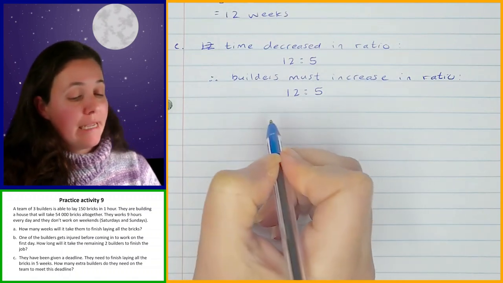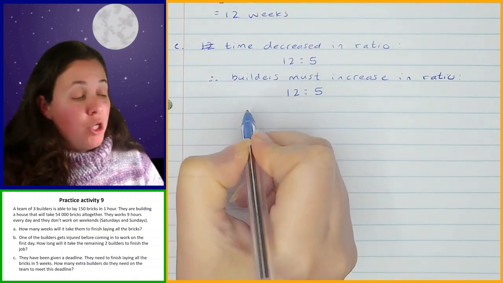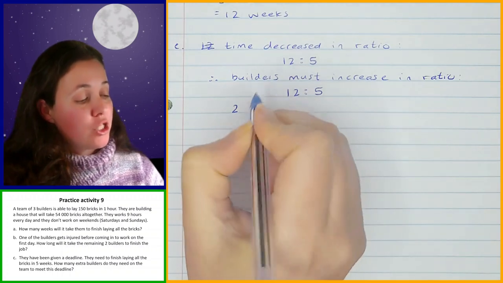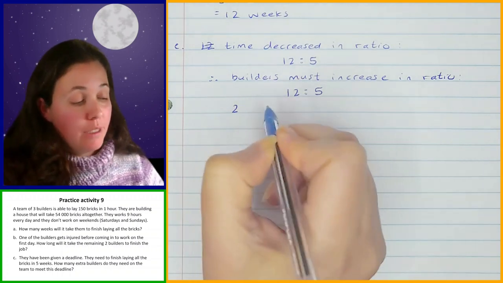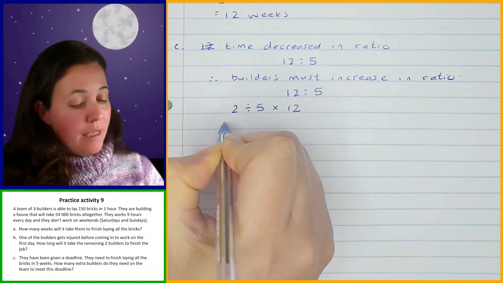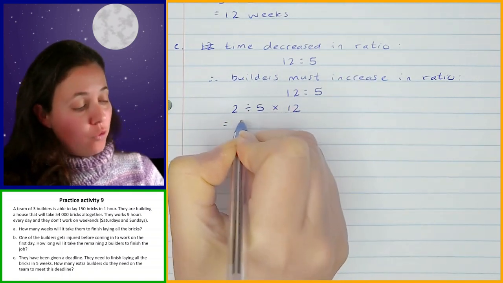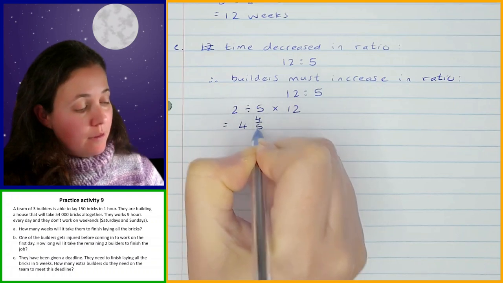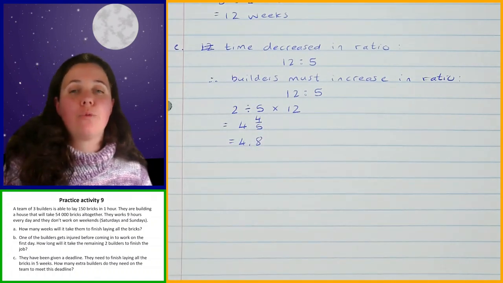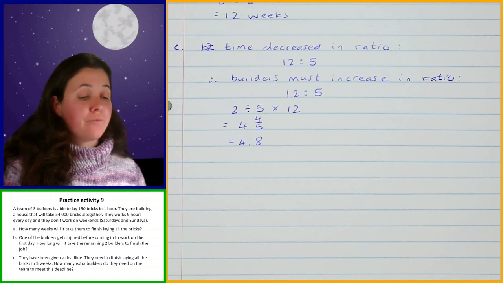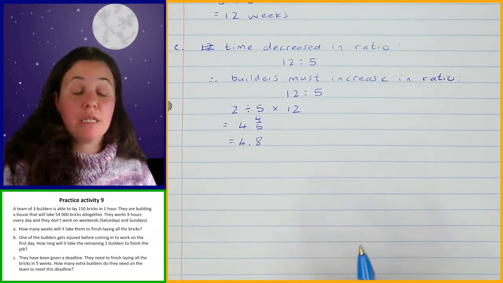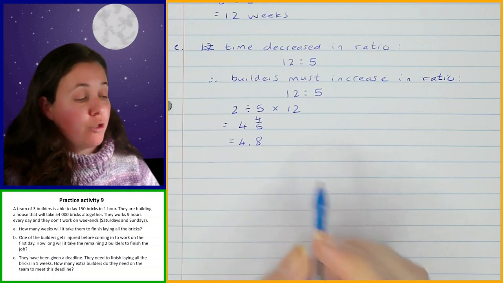Okay, so now we are going to take the number of builders that we have at the moment, which is 2, and we're going to increase it in the ratio of 12 to 5. So because we're increasing, we're going to divide by the smaller number. So we're going to divide by 5 and multiply by the bigger number of 12. And that will give you 24 over 5, or 4 4/5. Or you could write it as 4.8 as well. Now, obviously, you can't get 4/5 of a builder or 0.8 of a builder. That's not possible. So less than 4.8 builders won't be able to finish the work in time. So only 4 builders will not be able to finish the work in time.